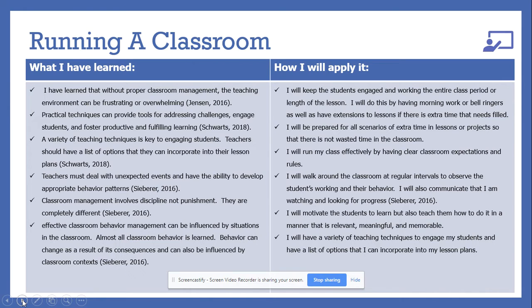A teacher must deal with unexpected events and have the ability to develop appropriate behavior patterns, and classroom management involves discipline, not punishment. They are completely different things. Effective classroom behavior management can be influenced by situations in the classroom. Almost all classroom behavior is learned, and behavior can change as a result of its consequences and can also be influenced by classroom context.